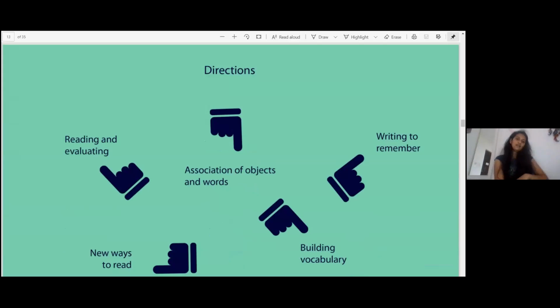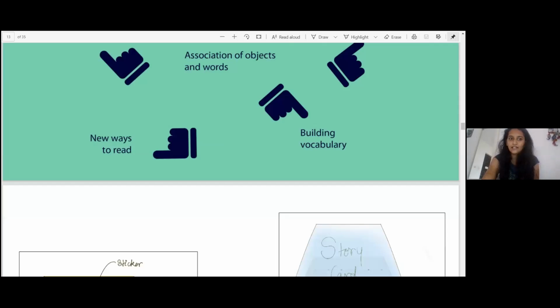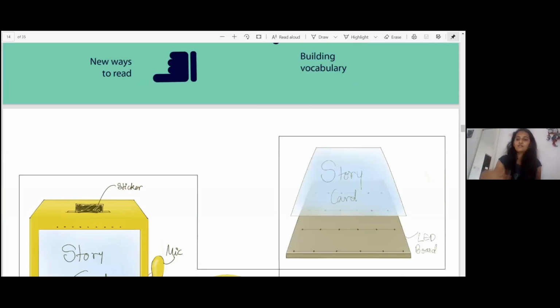When I went to ideation, creating multiple solutions or different directions for my project, I chose a few different directions. One was reading and evaluating, or association of words and objects, or focusing on just building vocabulary, or new interactive ways to read, and writing to remember, like using writing as a tool to remember better.